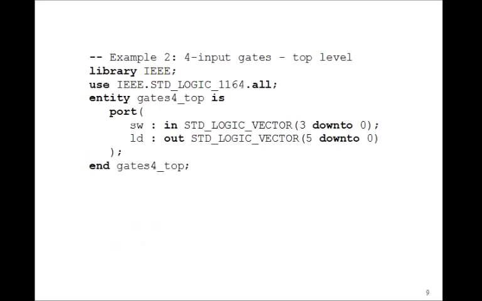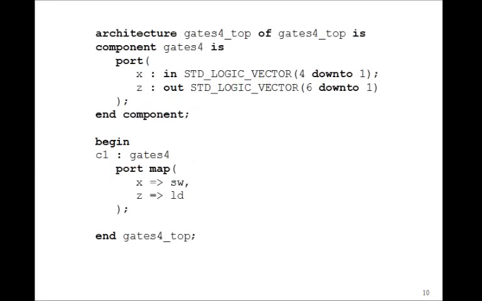Now we'll need a top-level design so that we can implement it on our FPGA, on our Nexys 2 board, for example. So here we'll use the switches, 4 inputs, switch 3 down to 0 for the inputs, and we'll use the rightmost 6 LEDs, 5 down to 0 for the outputs. Then the architecture of the top-level design.